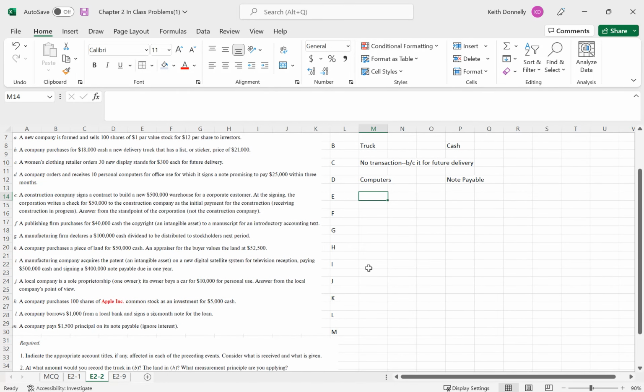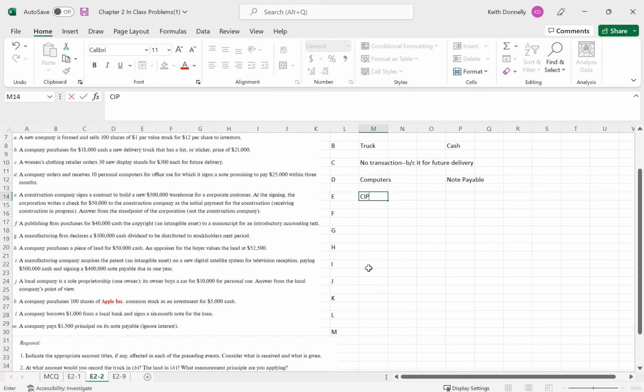E, it says a construction company signed a contract to build a warehouse. At the signing, it writes a check for $50,000 to the construction company as initial payment. Answer from the standpoint of the corporation, so the people who paid the money for this. I hate when they do this, where they start with one party, then go to another and ask a question about the other. It's like not reading it right. This one is a little bit tricky. It's more of an advanced accounting course.